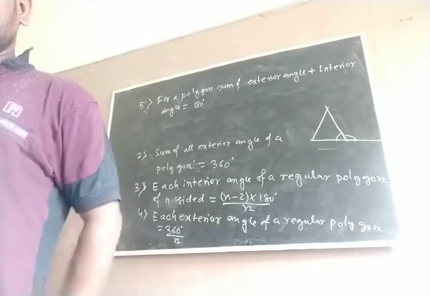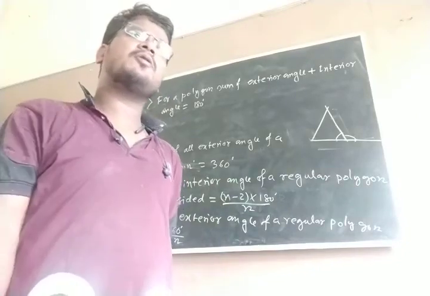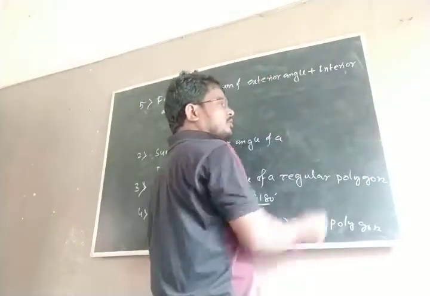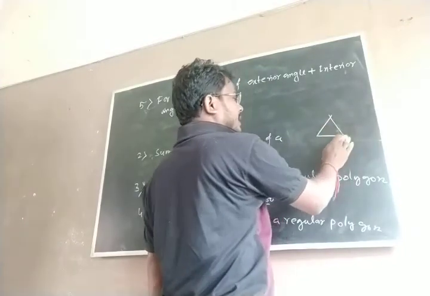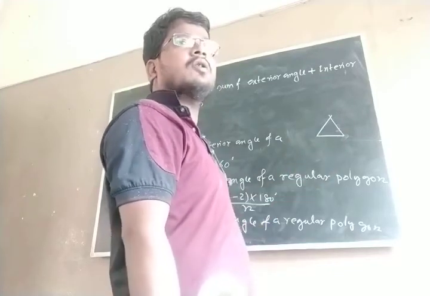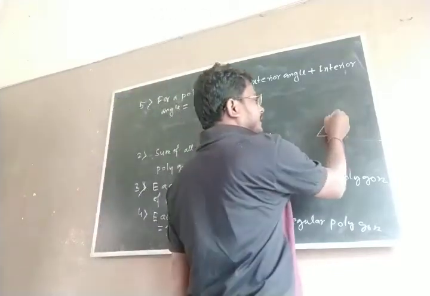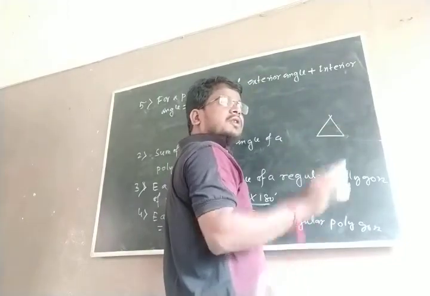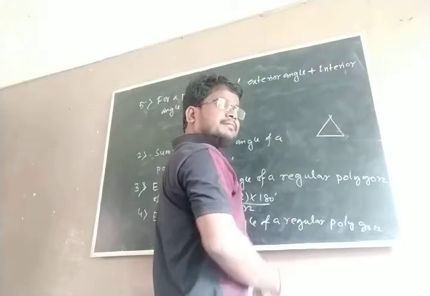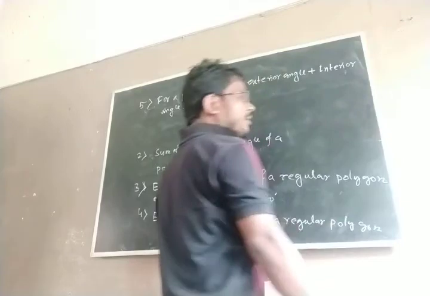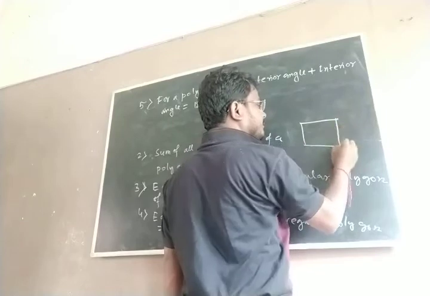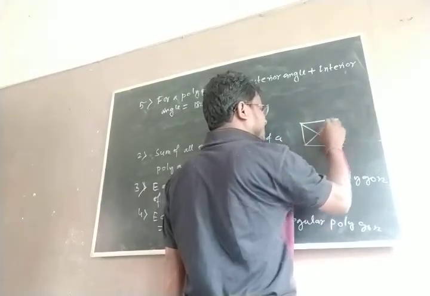Now I will tell you about the diagonal of a polygon. A diagonal is not possible for a triangle. For a triangle, we cannot draw any diagonal. Diagonal means any vertex and its opposite vertex, joined by a line. That is not possible in a triangle. From a quadrilateral, a diagonal is possible. If you draw a quadrilateral, then this is a diagonal, this is a diagonal.